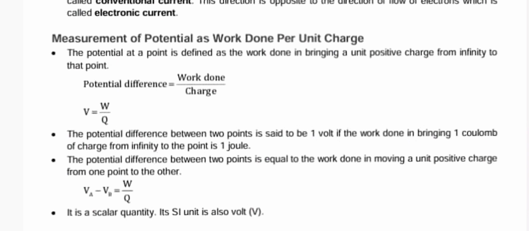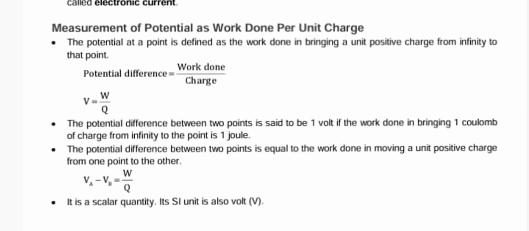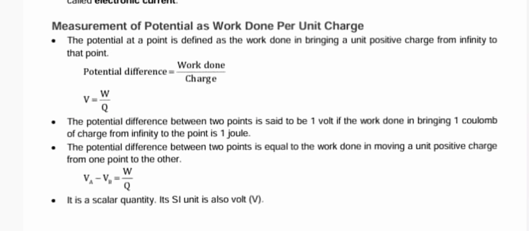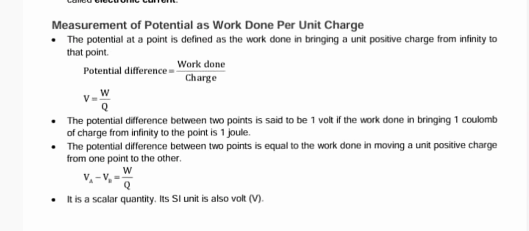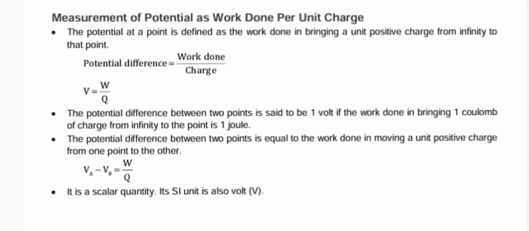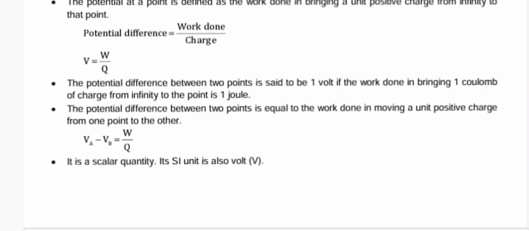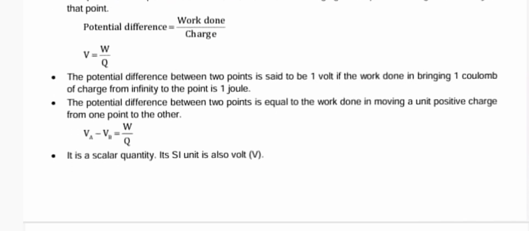The potential difference between two points is said to be 1 volt if the work done in bringing 1 coulomb of charge from infinity to the point is 1 joule. The potential difference between two points is equal to the work done in moving a unit positive charge from one point to the other. So VA minus VB is equal to W upon Q. It is a scalar quantity and its SI unit is volt, which is V.